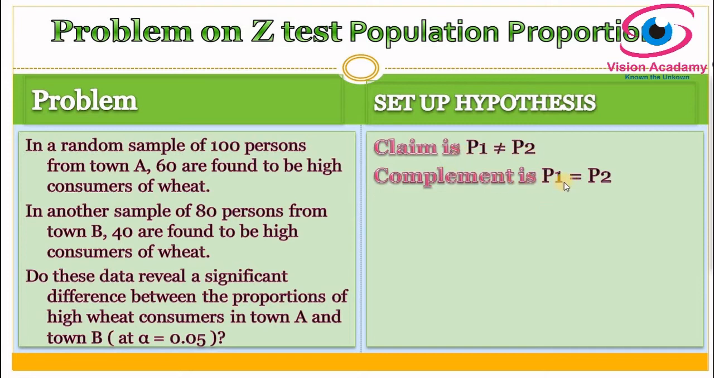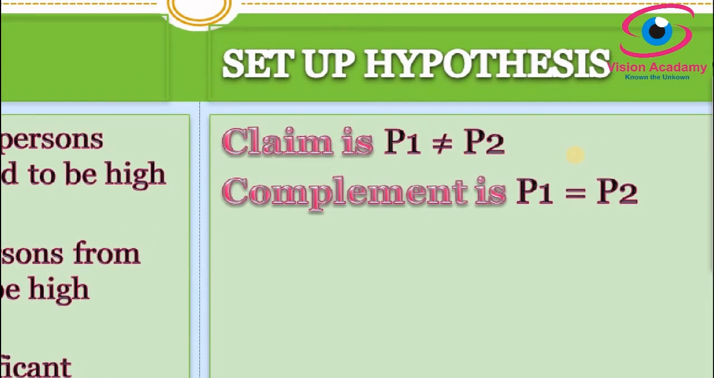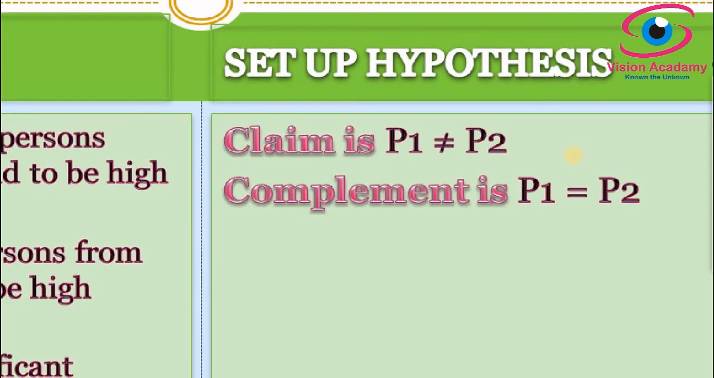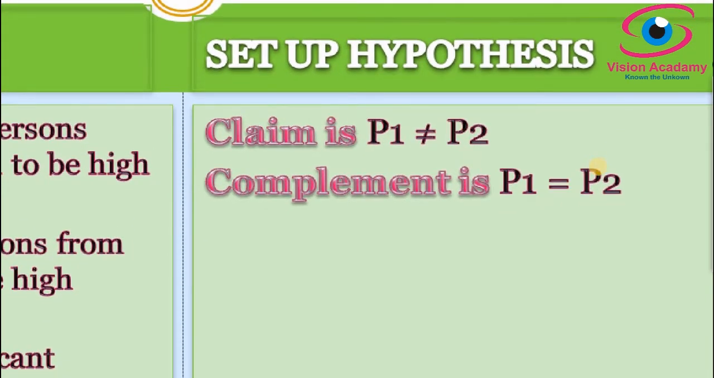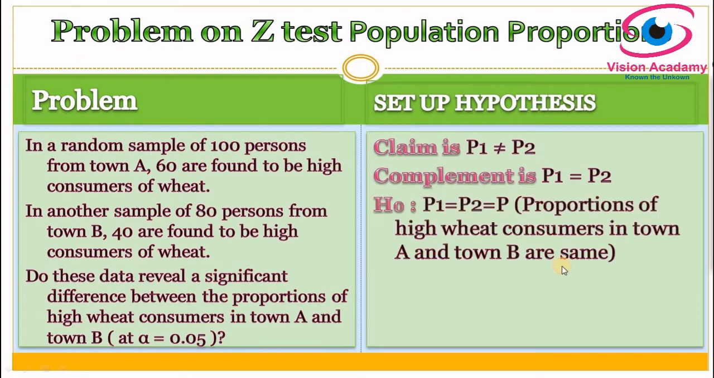Since here the complement contains the equality sign, we can take the complement as the null hypothesis and the claim as the alternative hypothesis. So our null and alternative hypotheses would be: H naught is P1 equal to P2, that is, the proportions are equal. We have taken the equality sign from the complement, whereas our claim is P1 not equal to P2. We should be very careful with the claim because we will test the claim at the end.